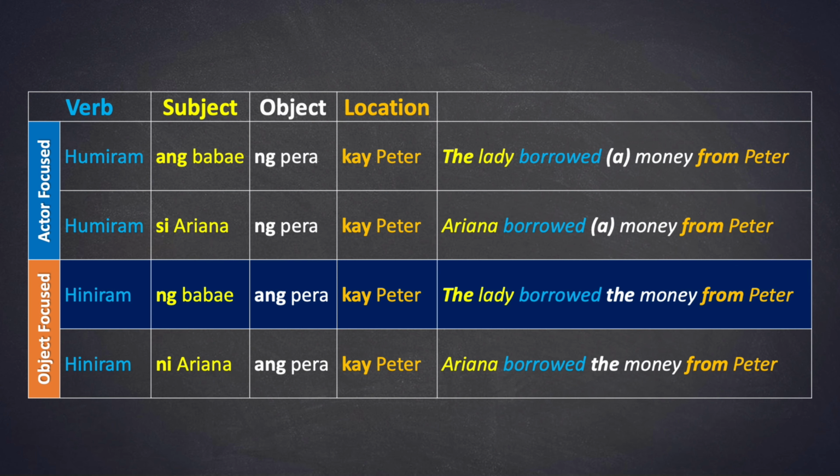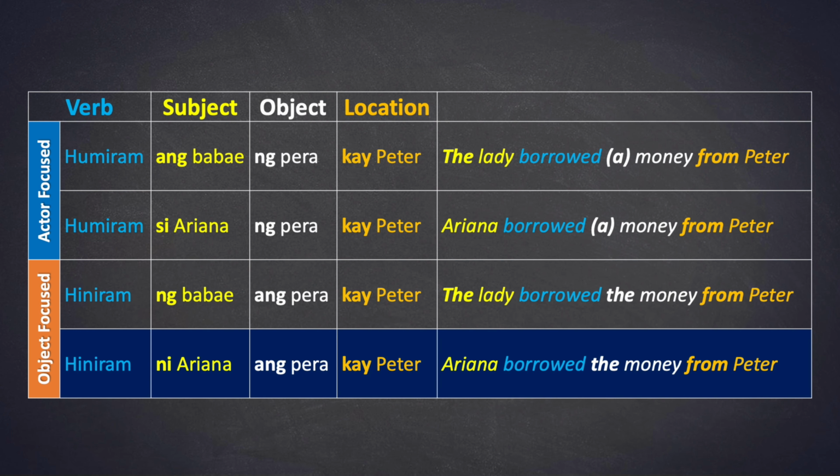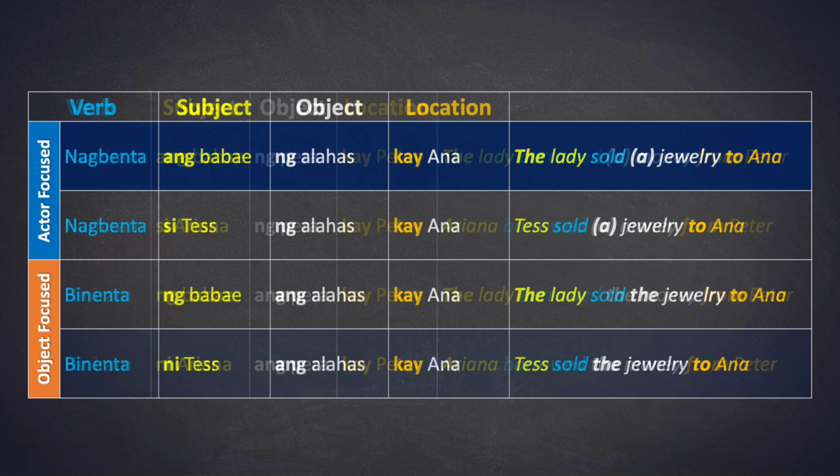Hiniram ng babae ang pera kay Peter. The lady borrowed the money from Peter. Hiniram ni Ariana ang pera kay Peter. Ariana borrowed the money from Peter.